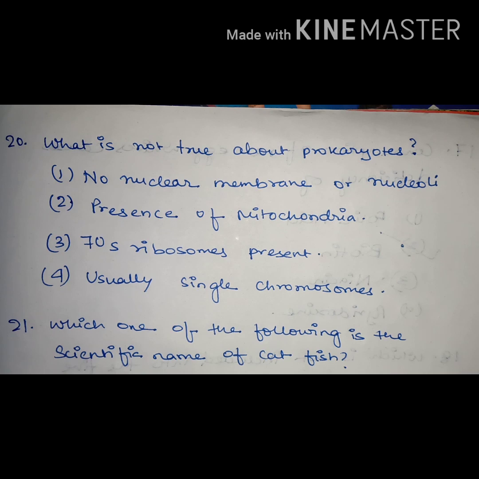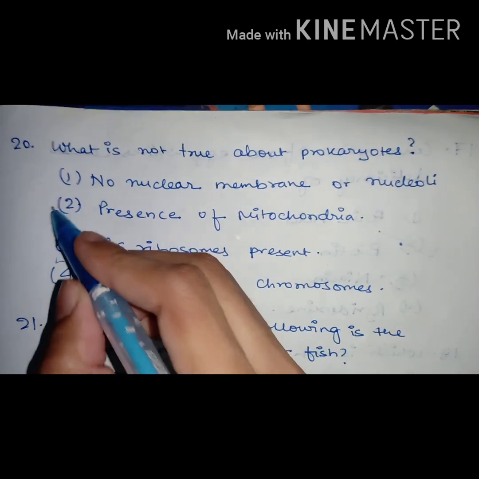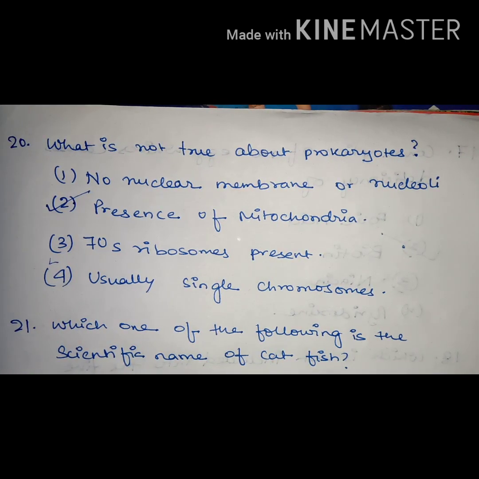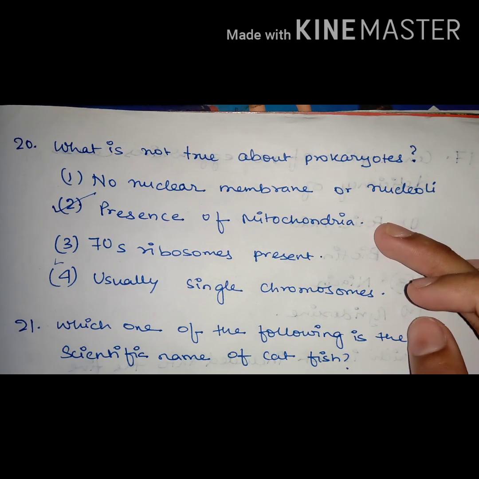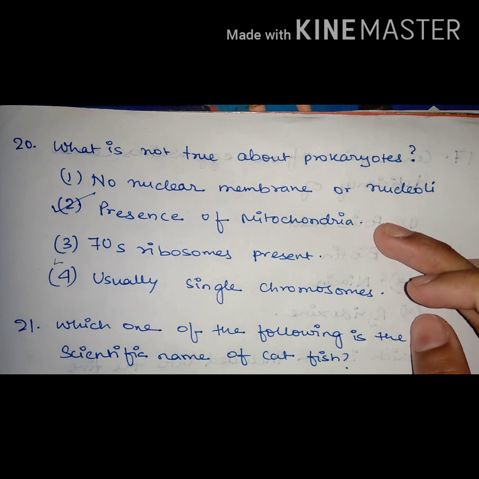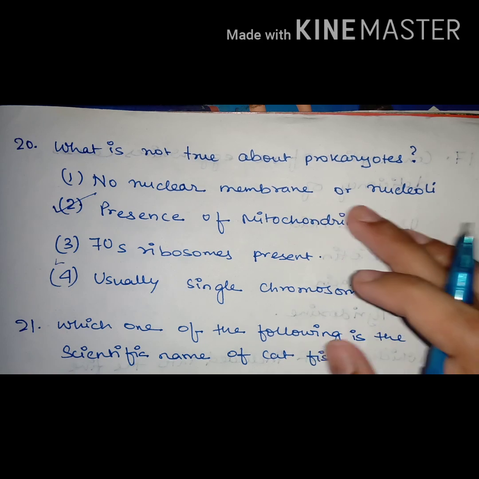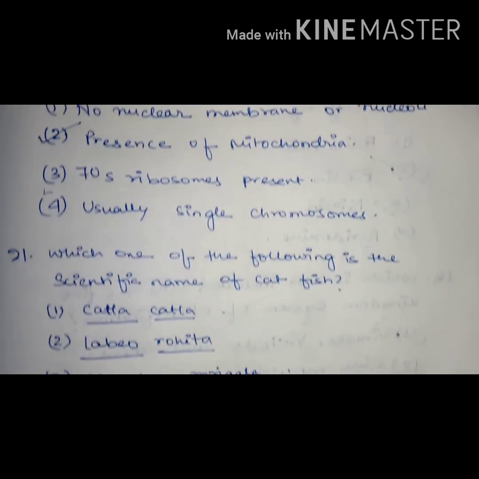Moving on to the next question, question number 20. What is not true about prokaryotes? The answer is presence of mitochondria. Basically, mitochondria is the powerhouse of a cell, and it is present in the eukaryotes, and this is also a membrane-bound organelle present in a cell. So this is not true about prokaryotes. Rest, it does not have a nuclear membrane. Prokaryotes don't contain a nuclear membrane. Their ribosomes are small, that is 70S ribosomes are present, and it is usually a single chromosome.